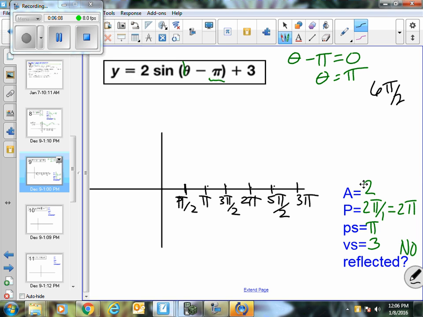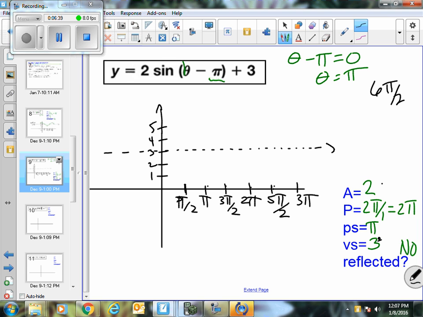Okay, amplitude is 2 this time. That means the max point would be at 2, the min would be at negative 2. However, we're shifting up 3. So if your maximum was already at 2 and you're shifting up 3, where would your new maximum point be now? Well, it would be up at 5. So we're going to go ahead and make sure we plan ahead, especially when you're doing these close together. You don't want to start graphing it and realize you're going off the paper or something. So our new middle of the graph is going to be at 3.